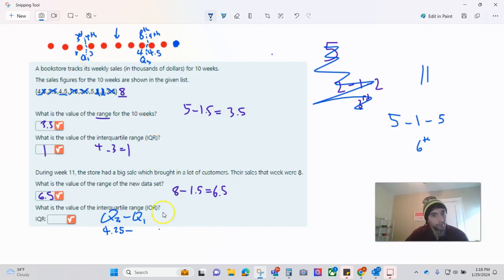It's just 3. If the numbers that are on both sides of the quartile are the same, then that's what the quartile is. 3 is in between 3 and 3. So 4.25 minus 3 is 1.25. That is my IQR.